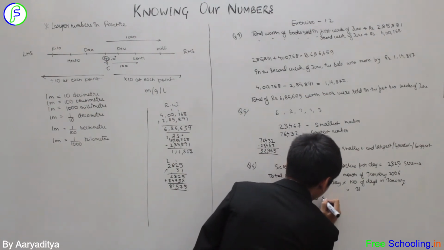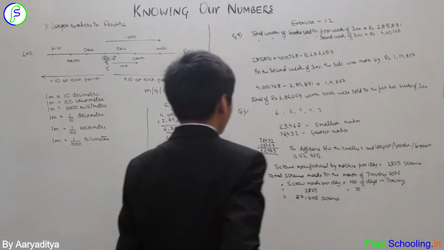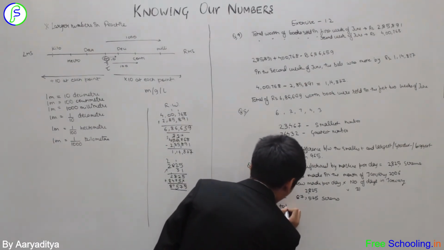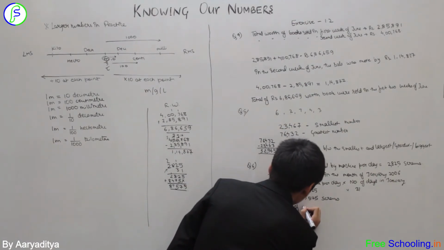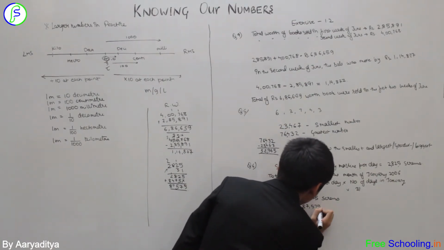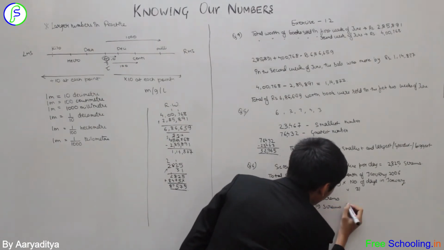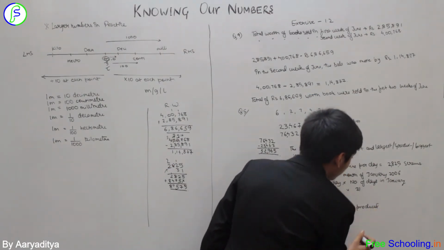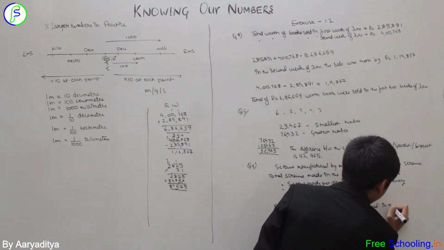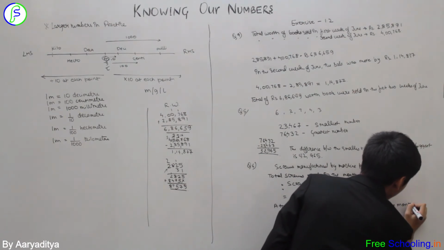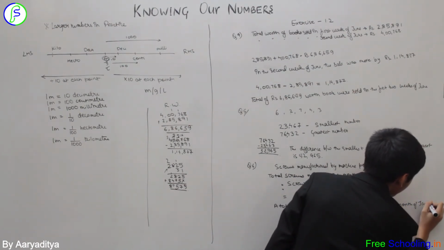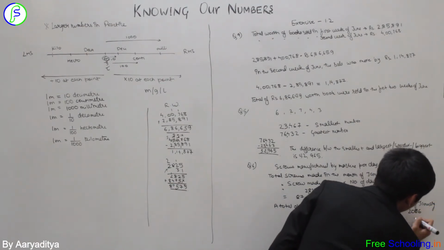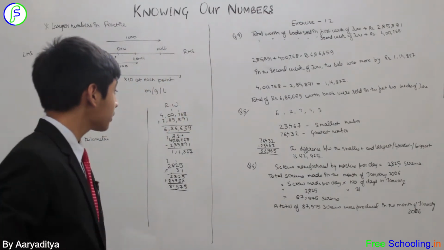87575 screws. Statement for this one. What will be the statement? Total of 87575 screws were produced in the month of January 2006. Okay. Hope you are clear with this question too.